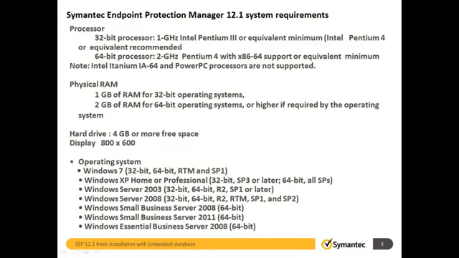Operating systems: Windows 7, Windows XP Home or Professional, Windows Server 2003, Windows Server 2008, Windows Small Business Server 2008, Windows Small Business Server 2011, Windows Essential Business Server 2008. As we can see, IIS is not a prerequisite and we can install on Windows 7 as well. So if we compare with SEP 11, these are the two changes which we can observe.